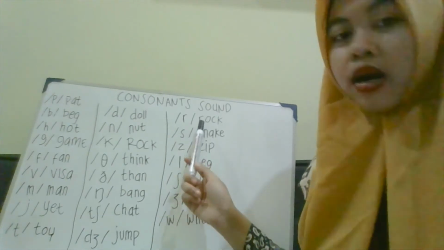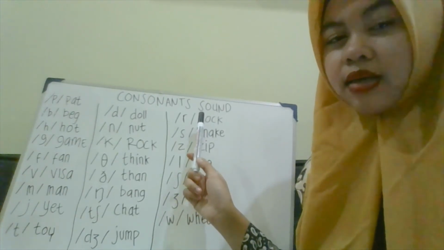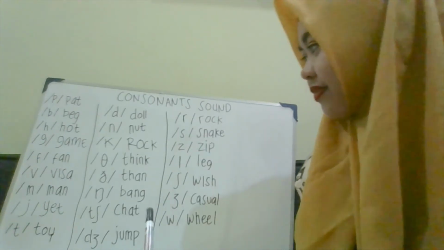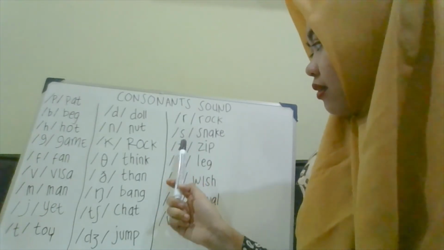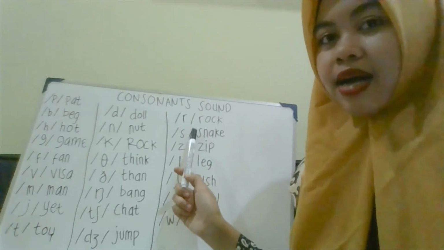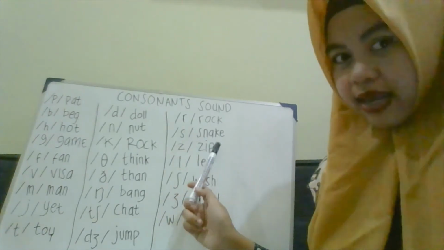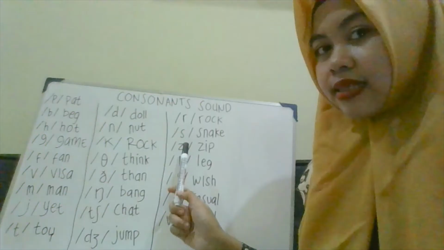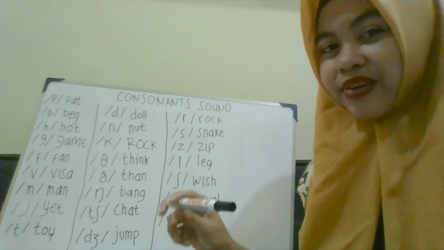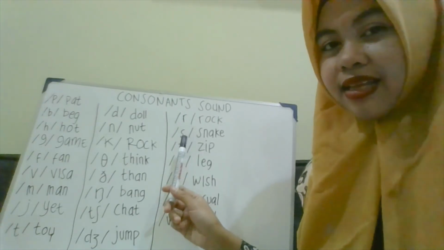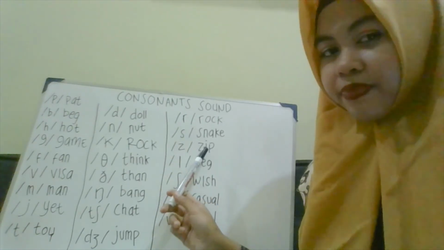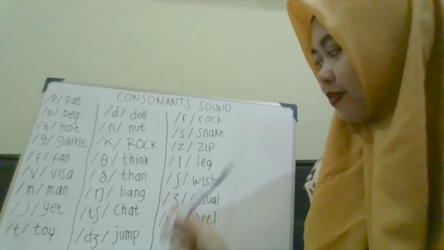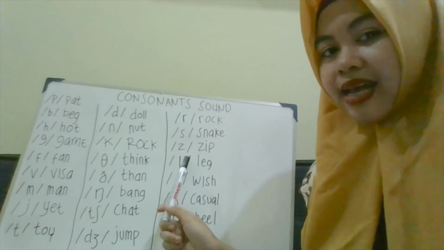Next, R for rock, and there is S for snake, and Z for zip. Zip.